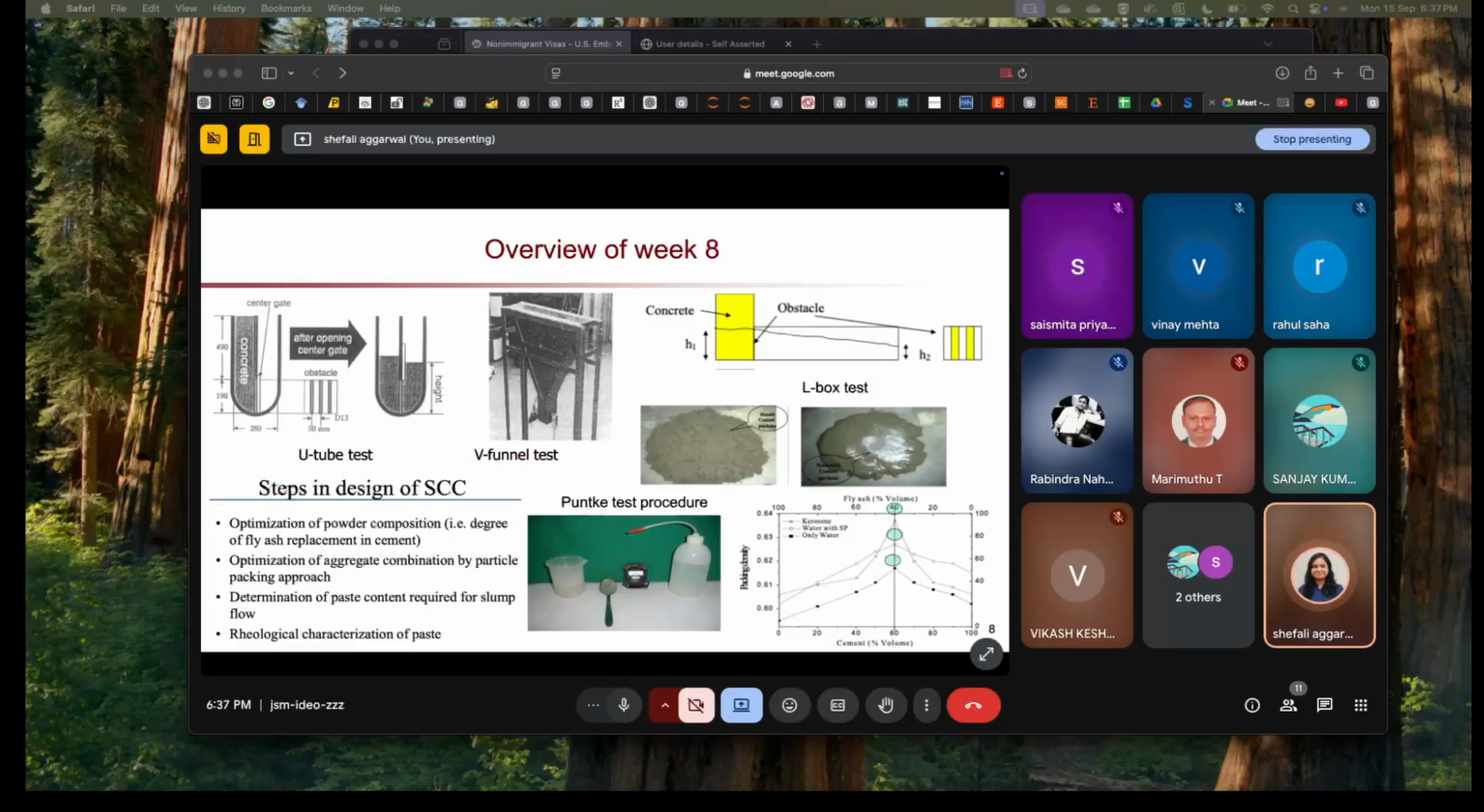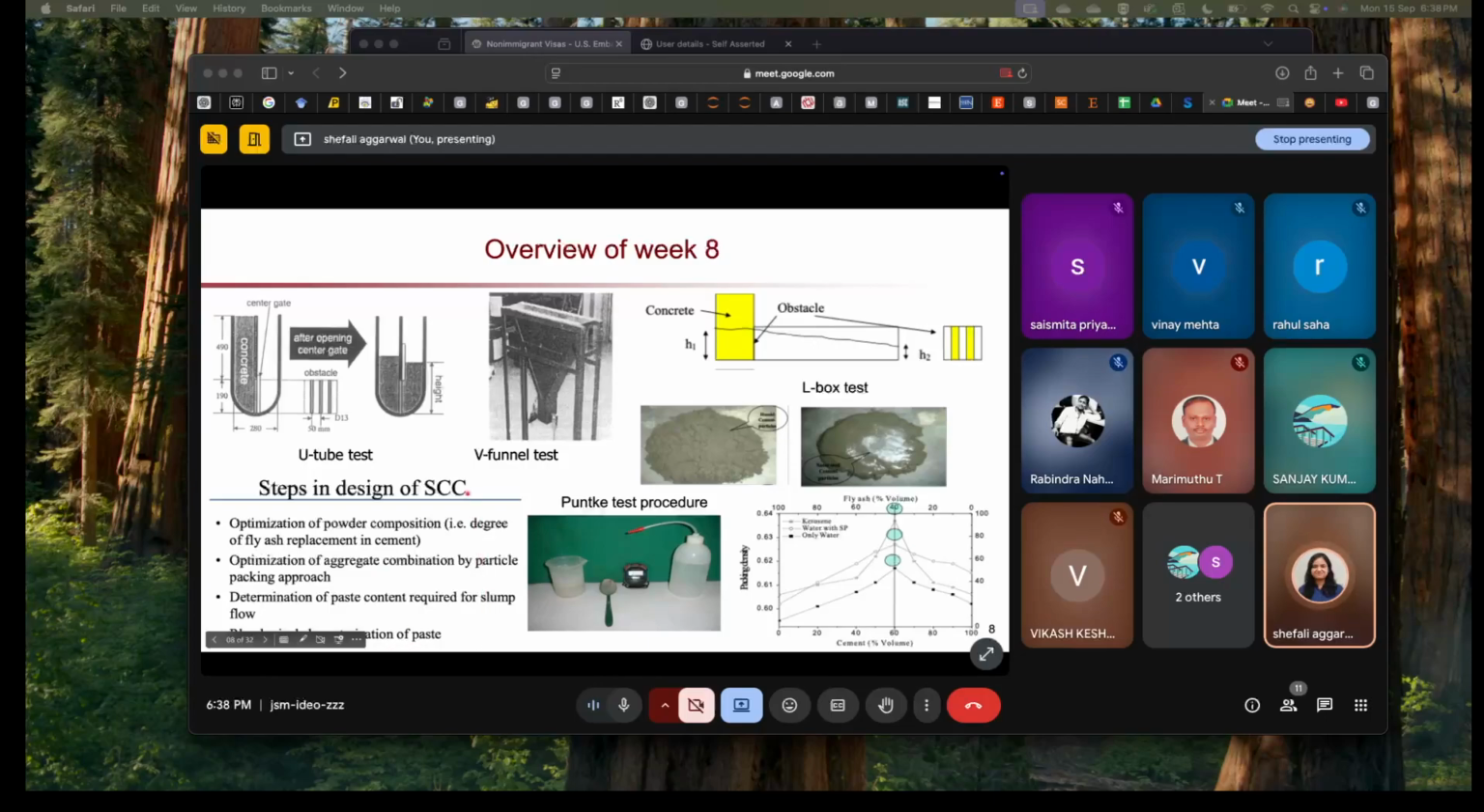So what are the different steps in designing self-compacting concrete? Firstly, we have to optimize the powder composition. That means if we are adding any type of mineral admixture, what should be the proportioning of those mineral admixtures? The second step is optimizing the aggregate combination with the particle packing approach. Lastly, determination of the paste content required for the proper slump flow. And finally, we will check the rheological properties of our paste.